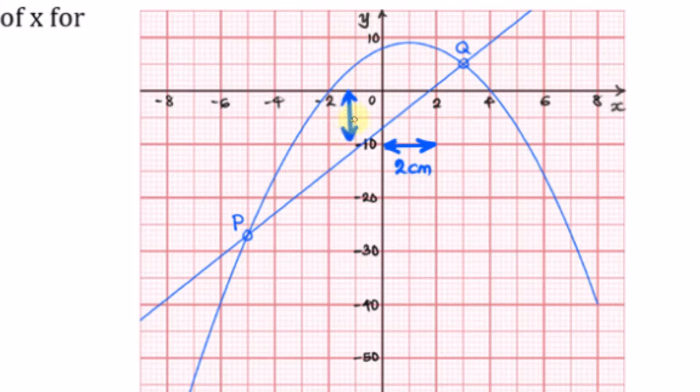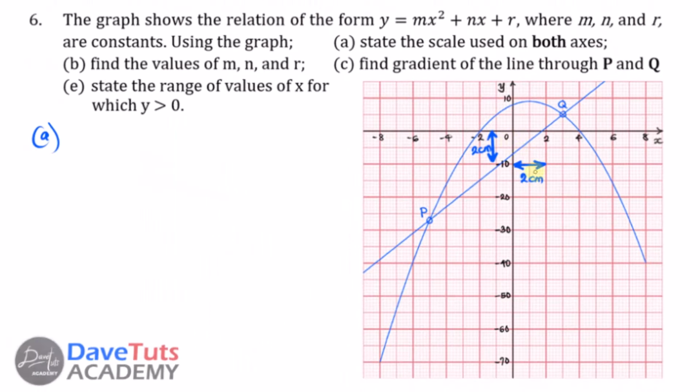That is for the y-axis, and that is the 2 centimeters for the y-axis. Now, what they're asking us when they're saying what is the scale is: what is 2 centimeters representing on the x-axis and what is 2 centimeters representing on the y-axis. If you look at the x-axis here on the horizontal, we can see that 2 centimeters is taking values from 0 to 2. So 2 centimeters is representing 2 units on the x-axis.